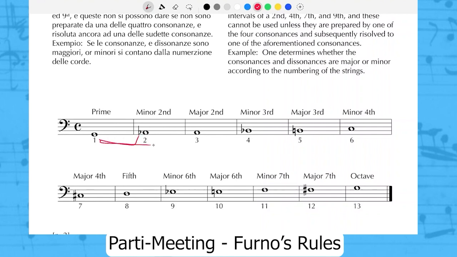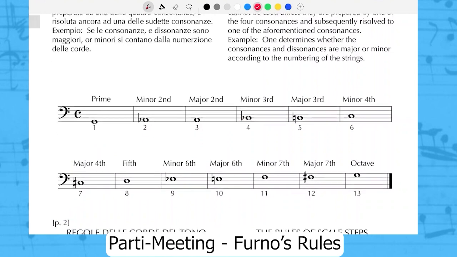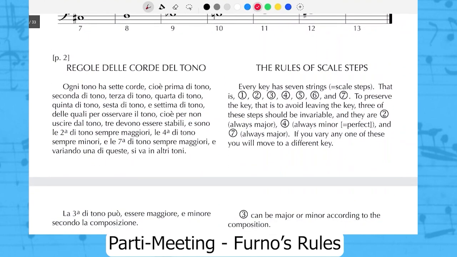Okay, you have to check intervals with the first note. Third, major third, major fourth, or augmented fourth. Fifth, minor sixth, major sixth, minor seventh, major seventh, octave. So these are the elements of counterpoint according to the Renaissance traditions. So let's pass to the next one.